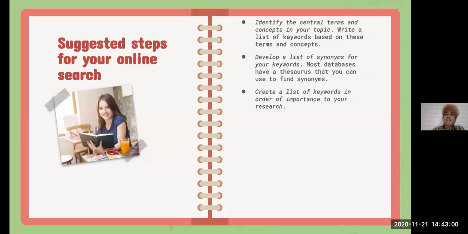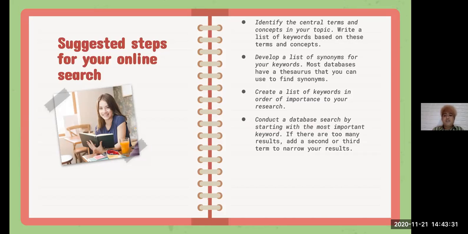So, create a list of keywords in order of importance to your research. So, naturally, the first one that you write is the most important. Ganun sa listing of keywords. Pag nakita nyo kasi sa mga journals or electronic databases, abstract keywords. Okay? Those keywords will be tagged. Oftentimes, maximum, I think, 5. It depends on the journal, 5 to 10 keywords para madaling mahanap kung ano yung related na research sa'yo. Okay?